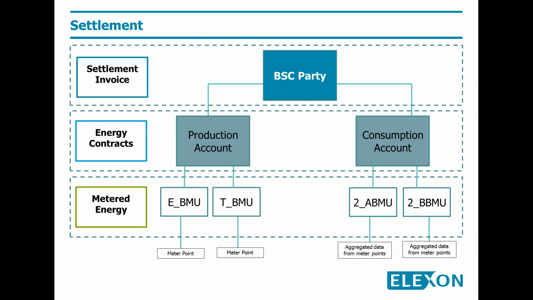So another quick summary of what we spoke about earlier. The important thing to take from this is that the metered volumes we see are on a BMU level. So for suppliers, especially suppliers' GSP BMUs, that'll be aggregated data from each of their meter points. Energy contracts we receive will be notified at either the production or the consumption account level. But an invoice for settlement is only sent to the BSC party level. You will only receive one invoice per BSC party.